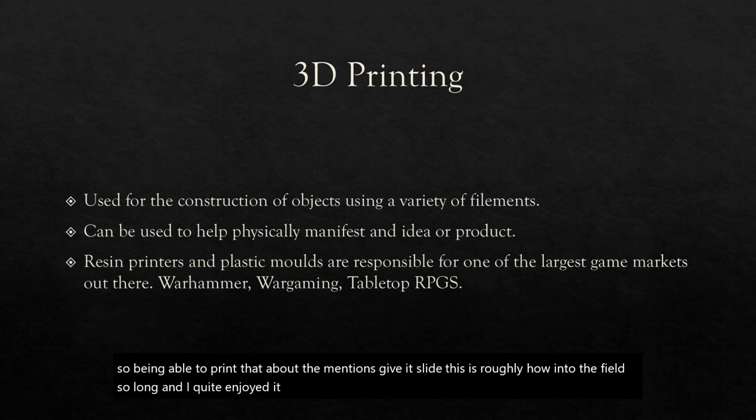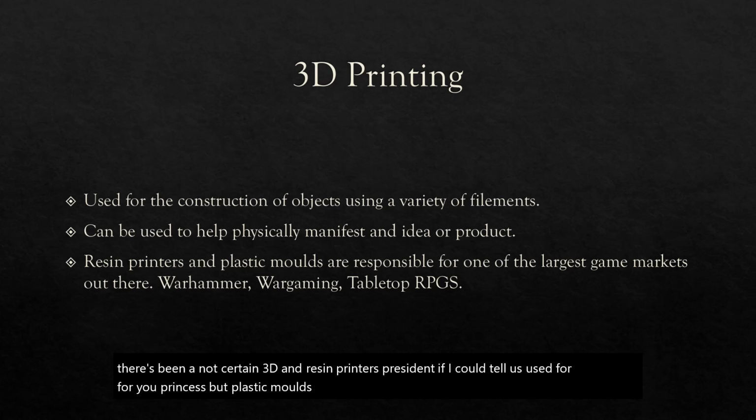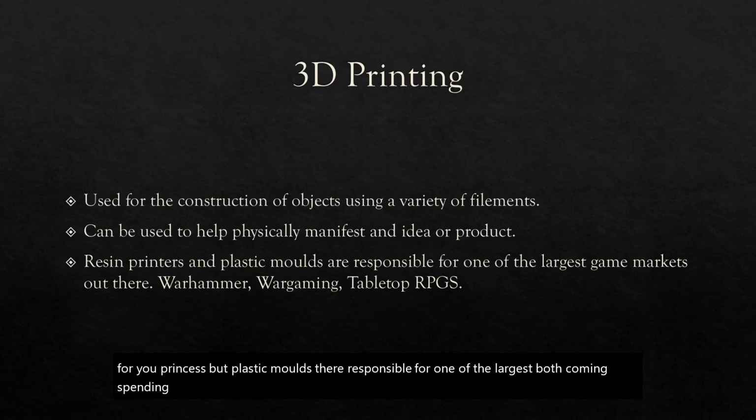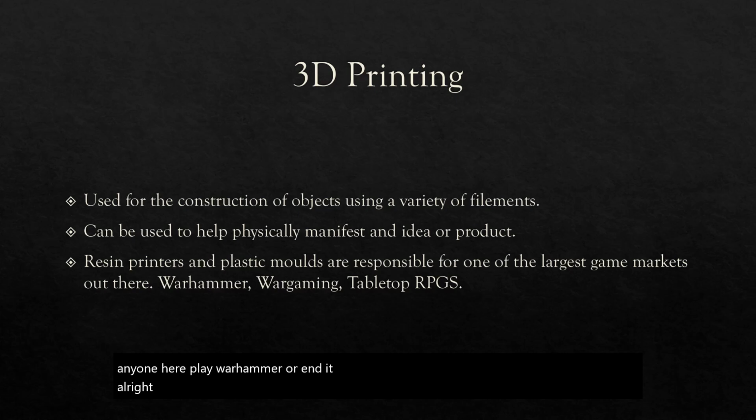All right. There has been an upsurge in 3D and resin printers. Resin is a type of material that's used for 3D printers and plastic molds, and they are responsible for one of the largest upcoming and expanding markets for miniature war games, such as Warhammer, wargaming and tabletop RPGs. Anyone in here play Warhammer or D&D? I don't play it, but I got the models about it. Alright, yeah. Okay. Little guys, like this big. Get 10 of them, like 20 quid.